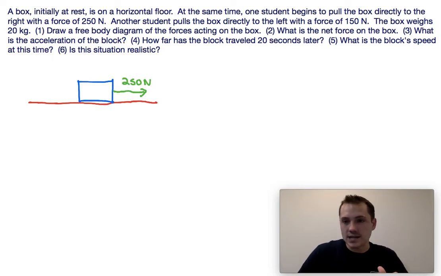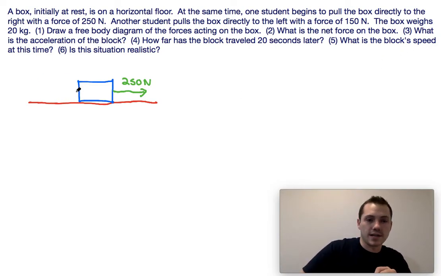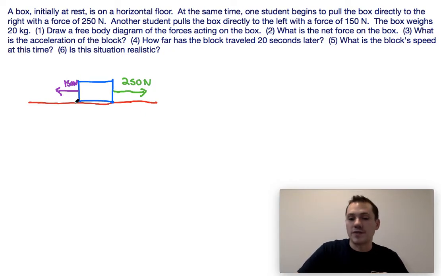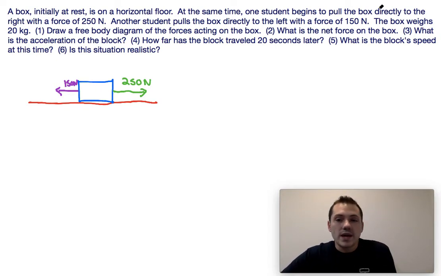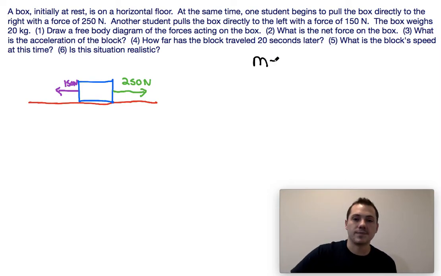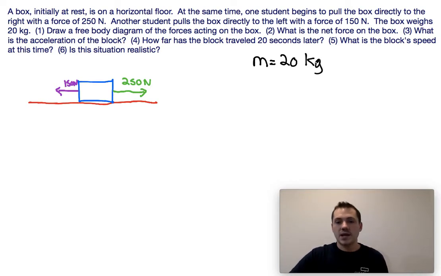On the other side of the box, we have student A's nemesis, who is pulling the box to the left with a force of 150 newtons. Now notice I did draw the arrow on the 150 Newton force at a shorter length than the 250 Newton force, and we commonly do that to represent the relative magnitudes. We also then state that the box weighs 20 kilograms, so I'm just going to make a note over here that the mass of our box is 20 kilograms. And then we get to step one.